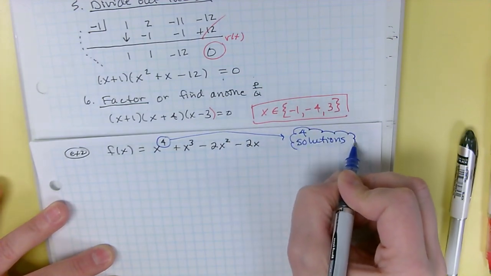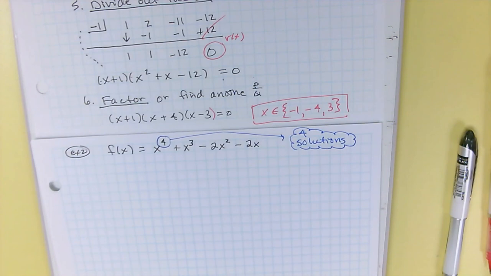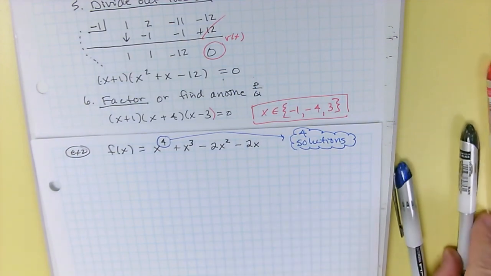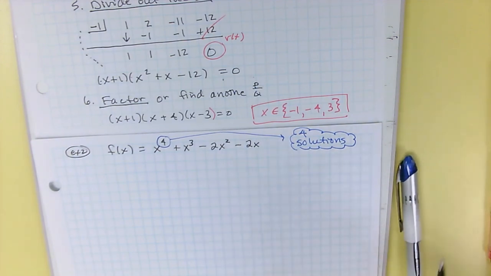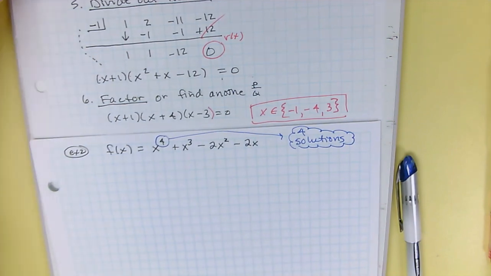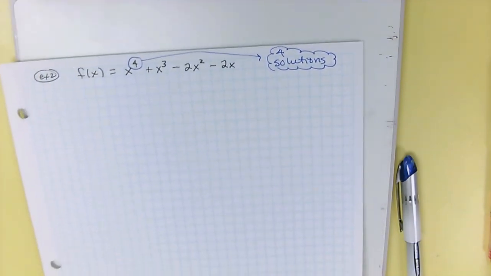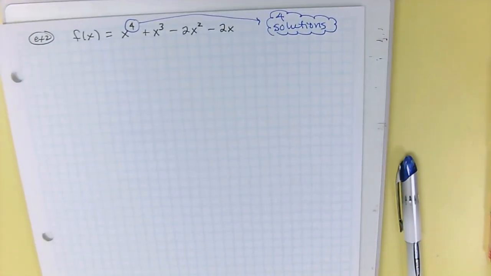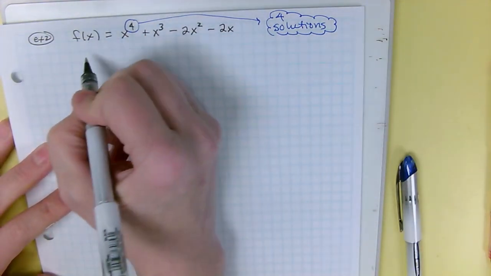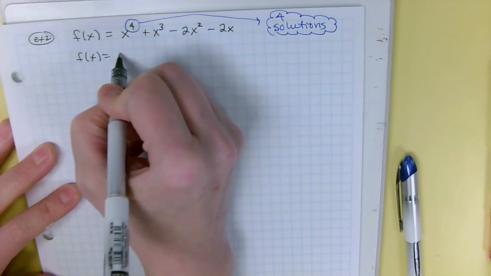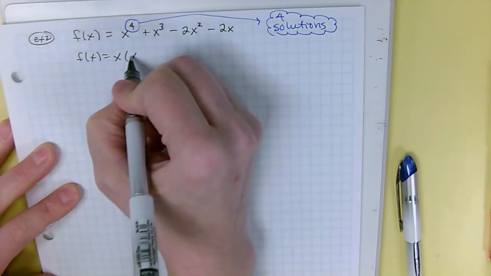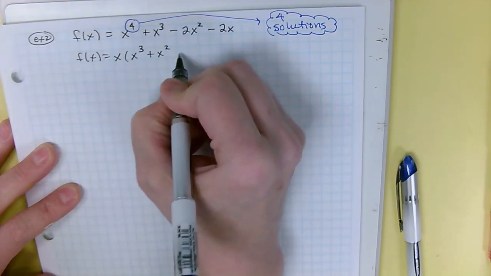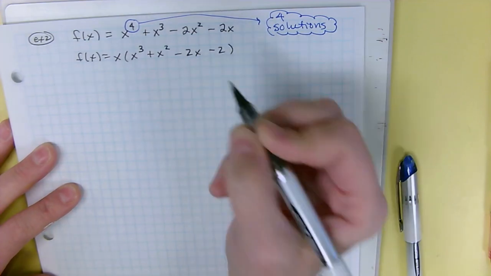We might only have 2 different numbers, but with their multiplicity, there will be 4. Okay, so when you start out, the one thing you can do to make your life a lot simpler is if you can divide a number or a letter to the front, do it. It'll make your numbers lower, easier to work with. So I can actually factor an x out of here, which gives me x cubed plus x squared minus 2x minus 2.